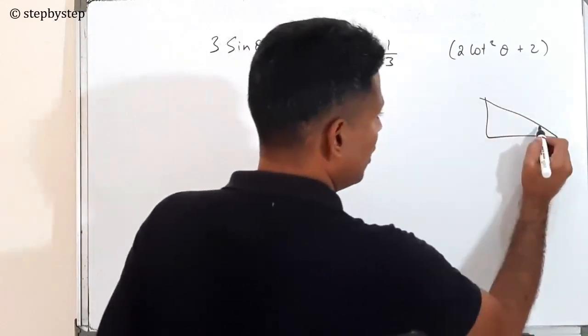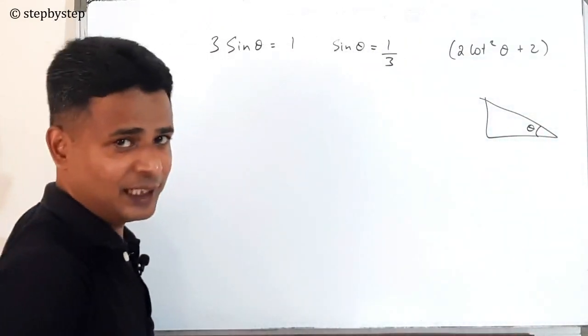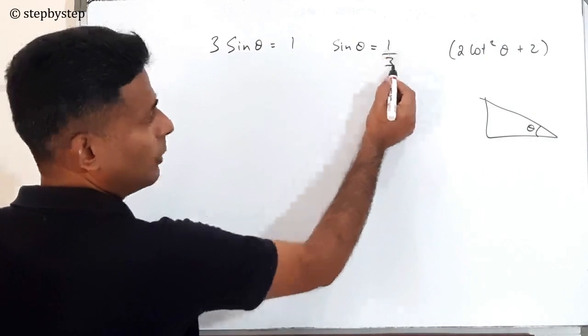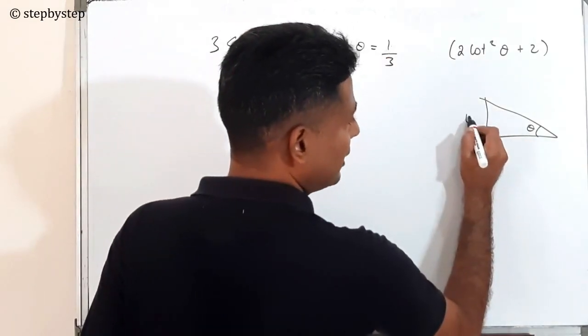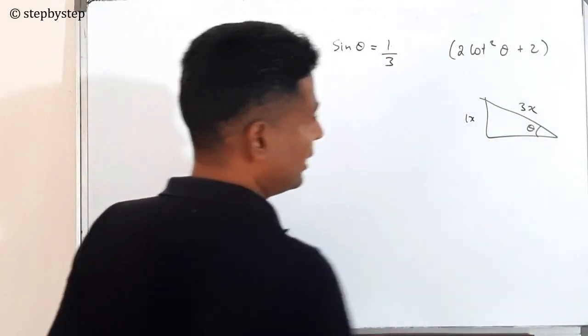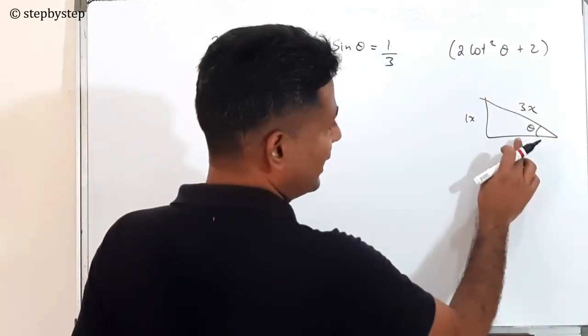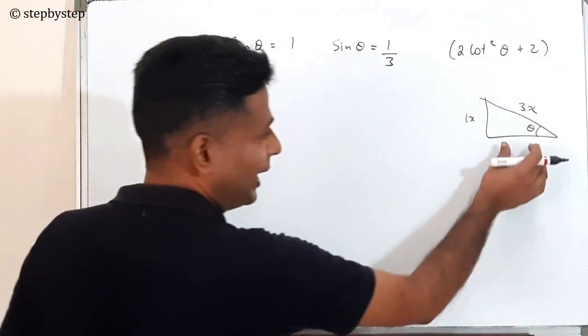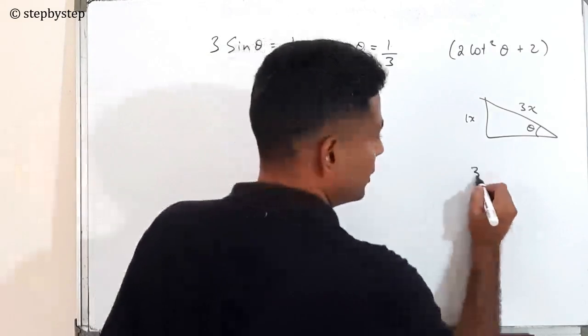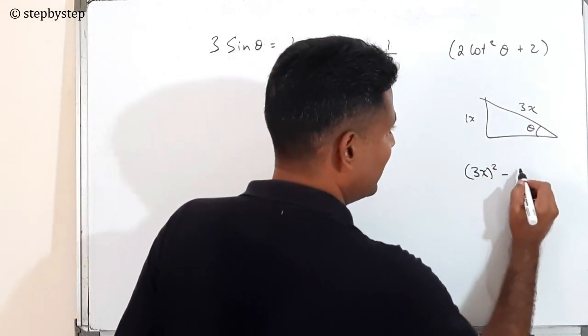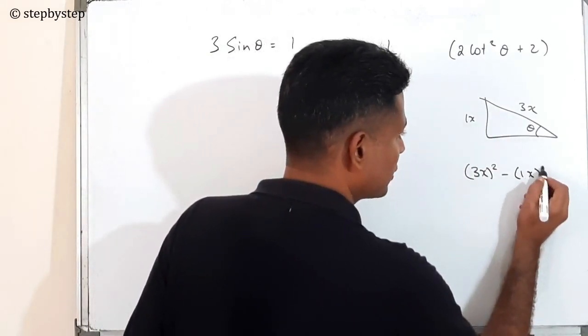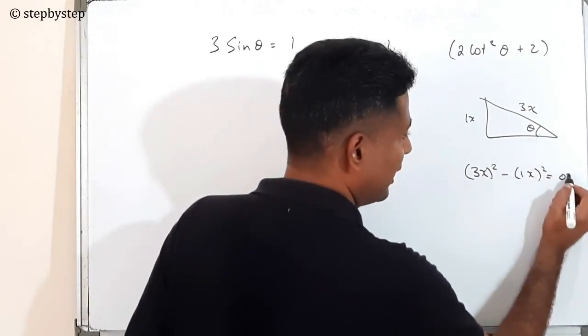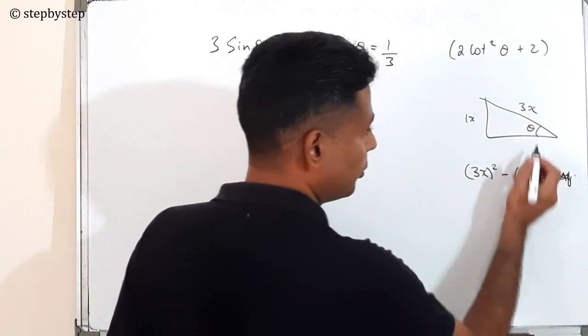I just have to draw right angle triangle. I will take this as theta. Now what is sine? Opposite by hypotenuse. So opposite by hypotenuse. Now for cot we need adjacent side also. So we have to find this side using Pythagoras theorem. So it will be 3x square minus 1x square. That will be the adjacent side, right, to this angle.